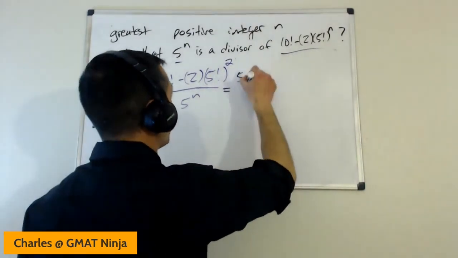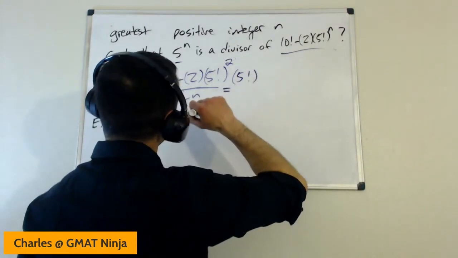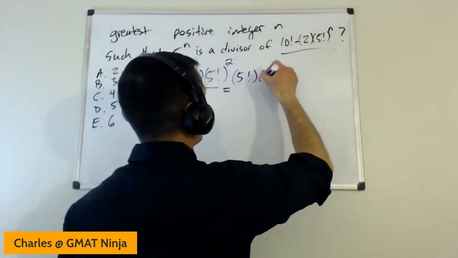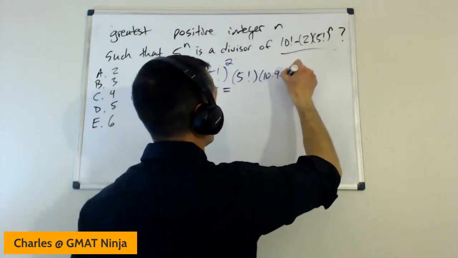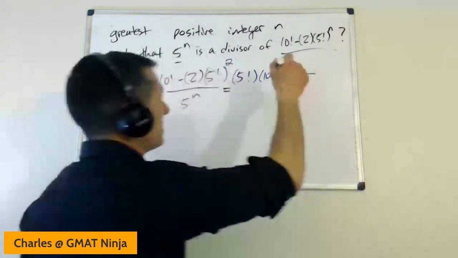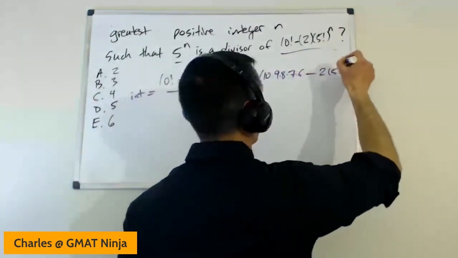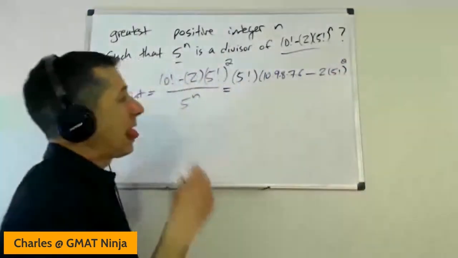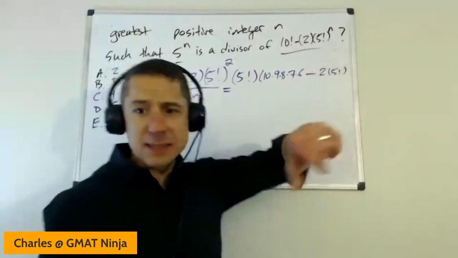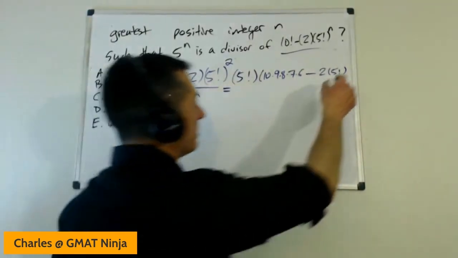5 factorial. I want to do it. I think that works. Times 10, 9, 8, 7, 6 minus 2 times another 5 factorial. And that's squared. That's not squared, I'm sorry. Sorry, guys, I'm starting to struggle here. So here's the mess we get over here.